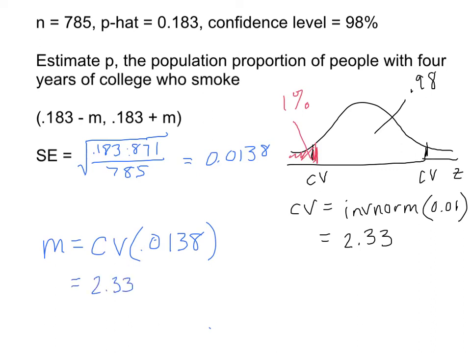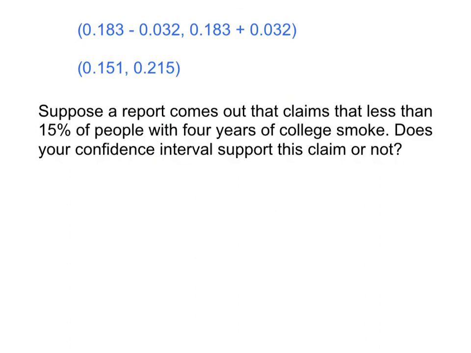So now that tells me from my sample statistic that I need to pull my margin of error, I need to make it at least 2.33 standard errors in order to capture the population proportion. And that value is 0.032. So that's how many percentage points I need to give myself on error from that original estimate of 18.3. So after all that, we get a confidence interval that ranges from 15.1% to 21.5% for our estimate for the population of people with 4 years of college who smoke.